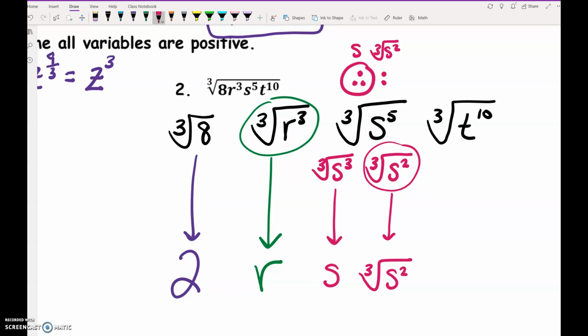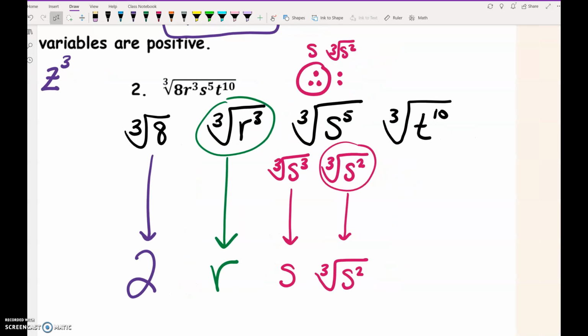Some of you don't need the visual, so you can think, how many times does 3 go into 5? 3 goes into 5 once with 2 left over. So there's one group of 3, that's the s, and the 2 left over are still under the radical. Okay, so t to the 10th, the third root of t to the 10th. Some of you who can visualize this in your brain, how many times does 3 go into 10? 3 times, that's 9 with 1 left over. So it would be t to the third because it goes in 3 times with 1 left over.